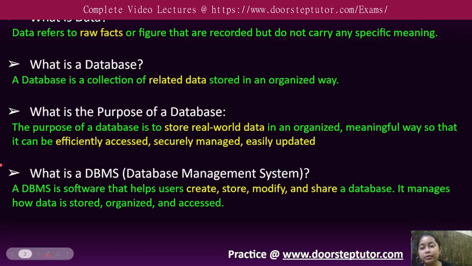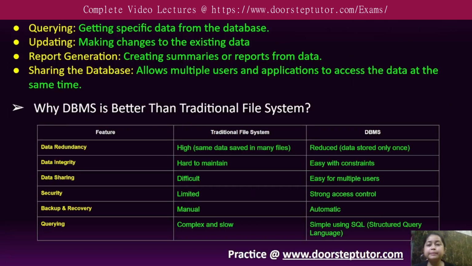So read again, what is a DBMS? A DBMS is a software that helps users to create, store, modify and share a database. It manages how the data is stored and organized and how you can access that data. Okay, next, what are the functions of a DBMS? The functions are: you can query your data, that means you can get some specific result from your data; you can update your data, you can make some changes to your existing data; you can even generate a report.